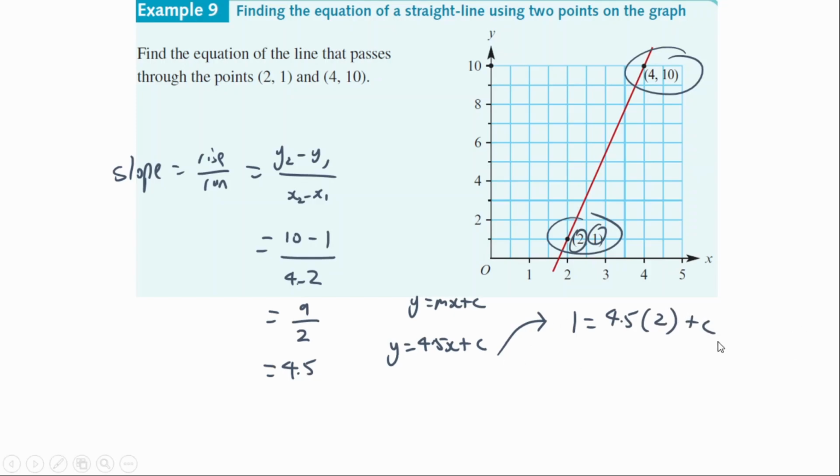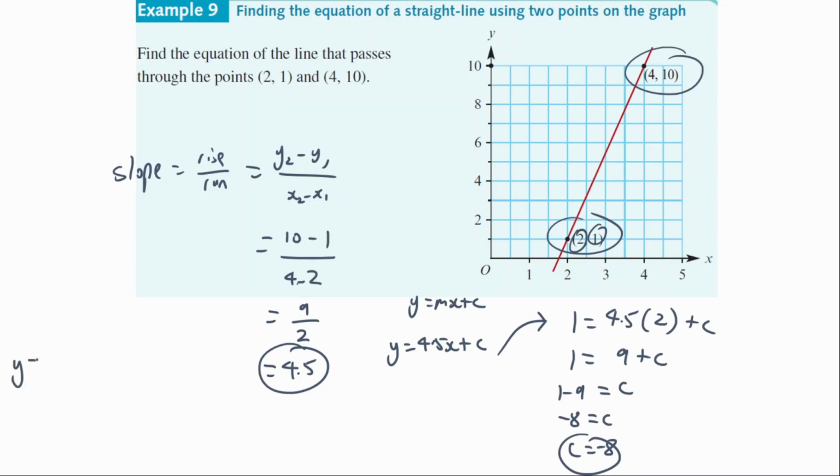Now I've only got one unknown, which is c. So that means I can solve for c here. I'll just do 1 equals 4.5 times 2, which gives me 9. And to get c by itself, I need to move the 9 to the other side. So I'm going to subtract 9 from both sides. So that gives me 1 minus 9 equals c. Therefore, c equals negative 8. So now I've got the slope, which is 4.5, and I've got c, which is negative 8. So I know my equation is going to be y equals 4.5x minus 8. So that's how you would do it if you didn't have a y-intercept visible straight away.